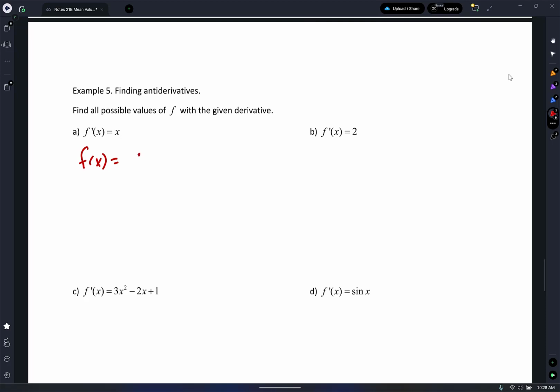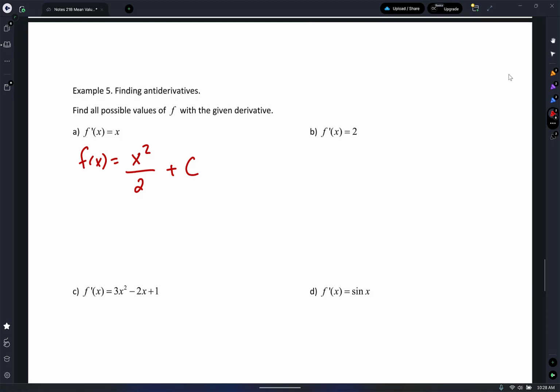X squared over 2 plus c. If I take the derivative of x squared over 2, I get x. That's how you can figure it out. Yeah, if you take the derivative of x squared over 2, I feel like I would not get it. Okay, I'd just be looking at it.